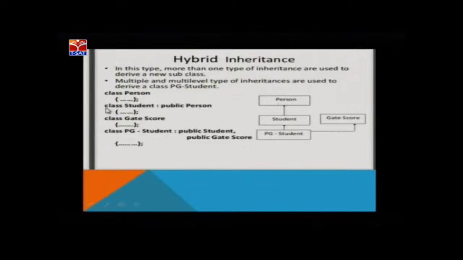So class student, the derived class name, colon, here I had taken the access specifier as public, and the base class name, that is person. So the derived class consists of the data members and methods of its own and the data members and methods of the class person. Then after that, friends, we have to define the get score.